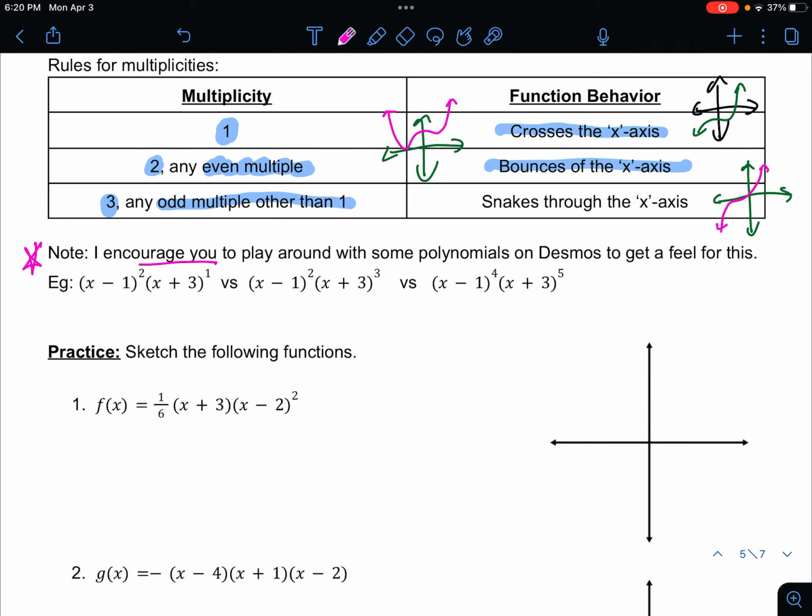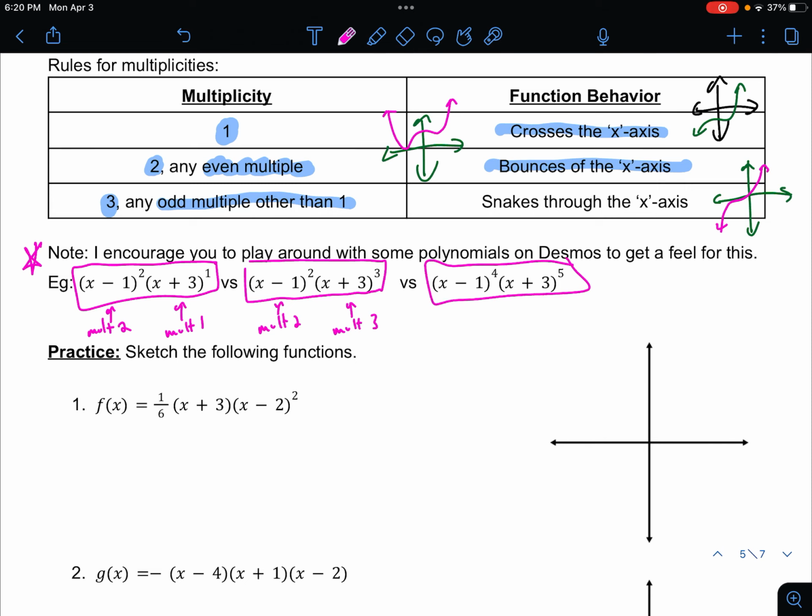feel for this. So like our first example here we have a multiplicity of 2 for a 0 and a multiplicity of 1. So I encourage you to go plot this function, take a look at what happens with those different zeros, those x-intercepts. Here we have multiplicity of 2 and a multiplicity of 3. Go ahead and graph that, take a look at how it actually snakes through and bounces. And then we can look at a little higher degrees.